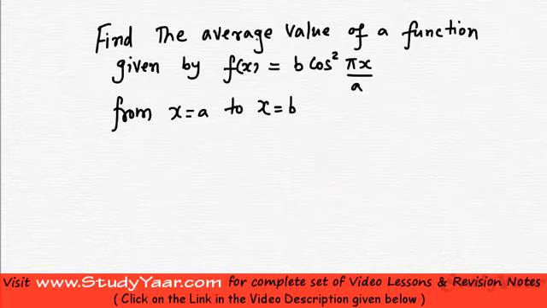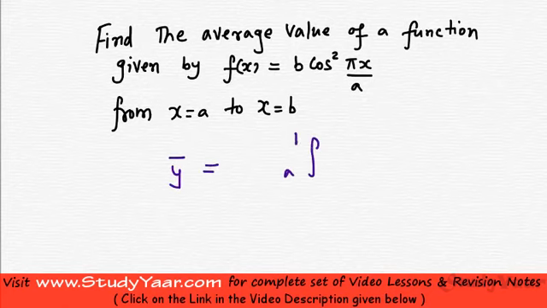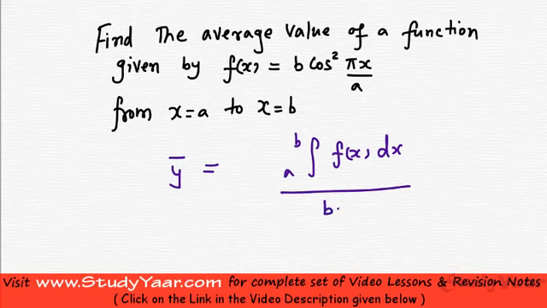We want to find out the average value of the function which is given by y is equal to b cos square pi x upon a, or rather f of x is equal to b cos square pi x upon a. We want to find out the average value between a and b. As per my formula, my average value is integral a to b y dx, which is essentially f of x dx upon b minus a.